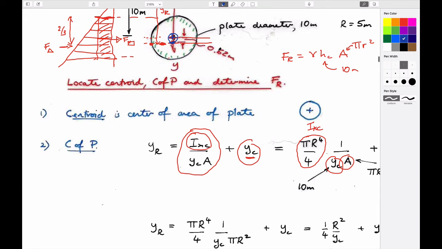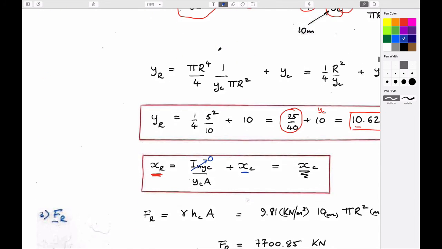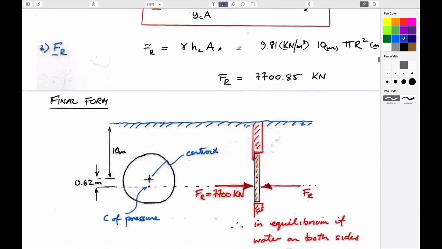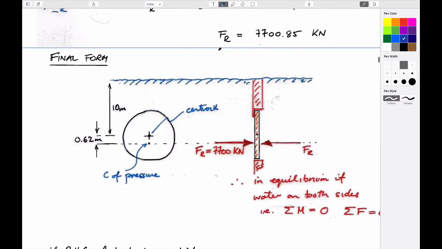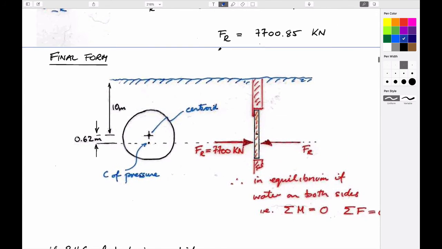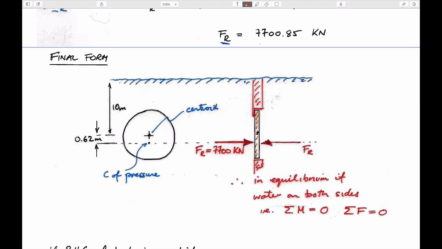Why would we ever care about that? Well, one thing could be that this could be a gate. And if this is a gate, and by the way, we've done this calculation for the magnitude of the force, which we did up at the top of the page anyway, and this is the axis around which it rotates, then we could calculate what kind of forces we'd have to hold in place to keep it from moving.